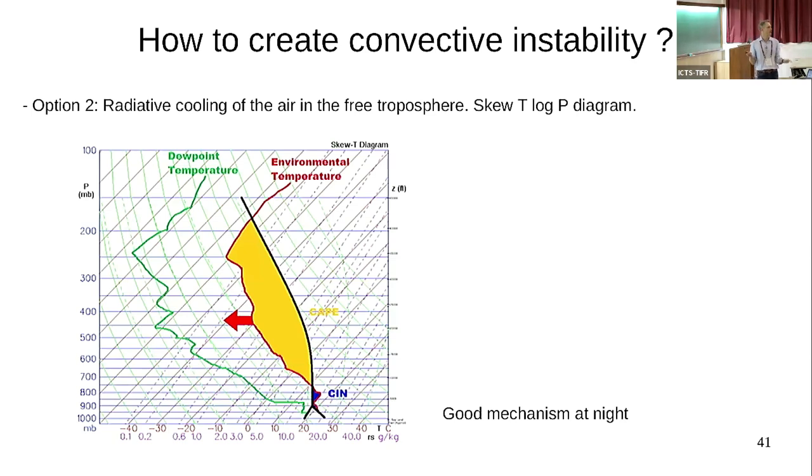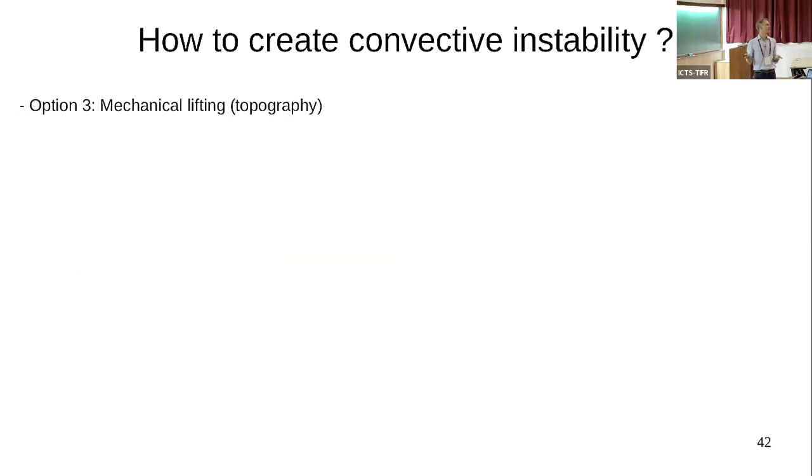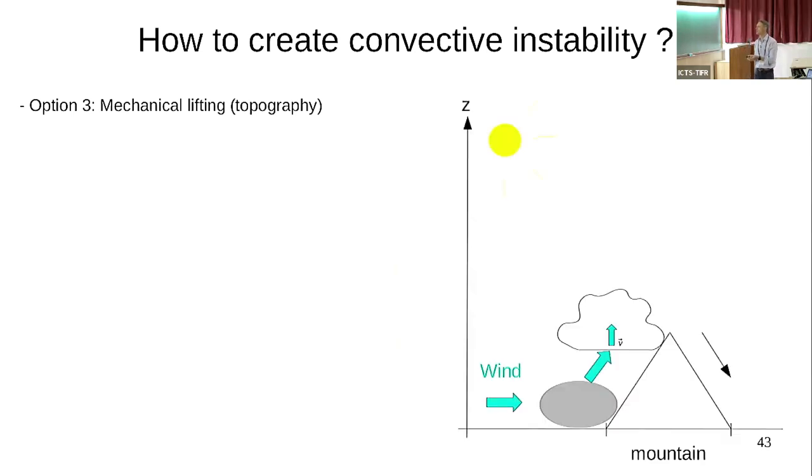This is another way you can create convective instability. So one was the warm air at the bottom, another one is the radiation higher up in the air. There are many other options, right? But I'm just going to mention one last one, which is the mechanical lifting, for example, by topography. So if you have a mountain and the wind is pushing this air to go up, well, the air has no choice. It has to go up. At some point, it will saturate. It will create a cloud, even if it was not particularly unstable, but still it can create a cloud.